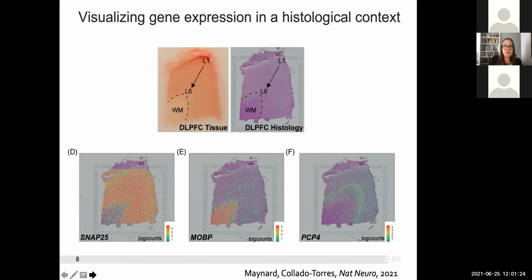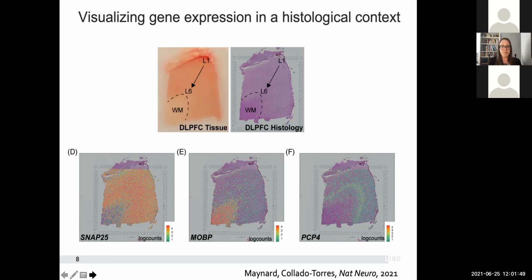Expression of these genes confirm the spatial orientation of each sample by delineating the border between the gray matter marked by SNAP25, which is enriched in neurons, and then the white matter marked by MOBP, or myelin-associated oligodendrocyte basic protein, which is enriched in oligodendrocytes, and also defining layer 5, which is marked by PCP4, a protein that's important for synaptic plasticity.